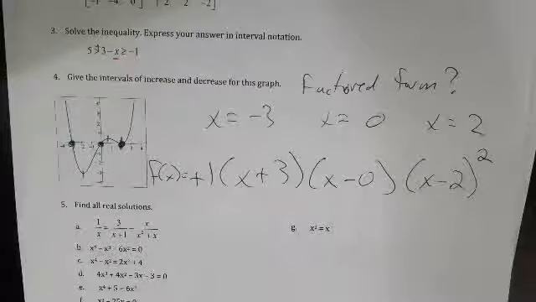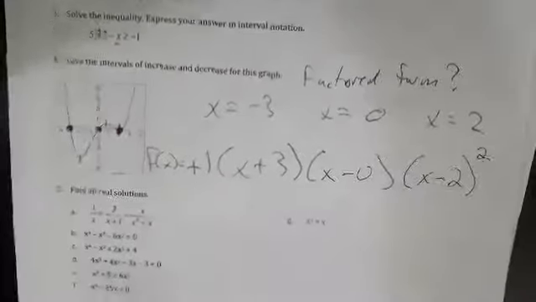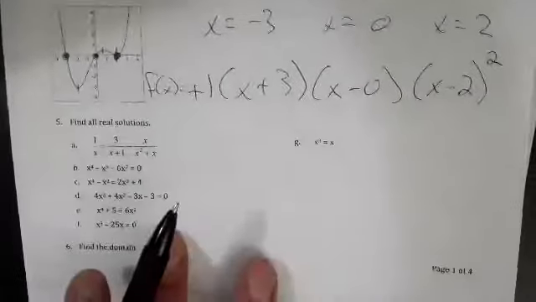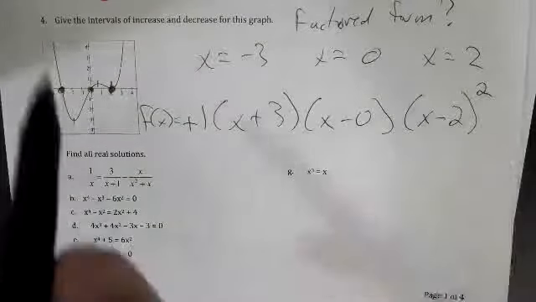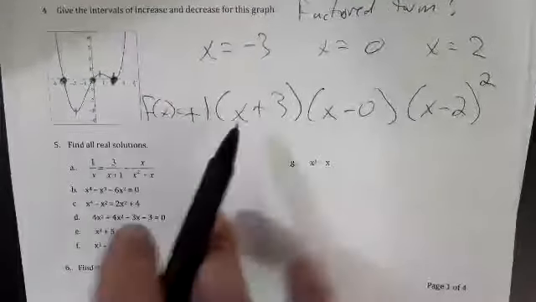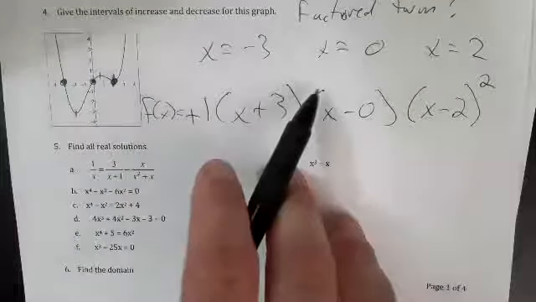So you're pulling your factors from your zeros. You got to flip the sign to get your factor from the zero. If it bounces and hits it, it's a square. If it squiggles through it, it's a cube. If it goes straight through, it's just one.